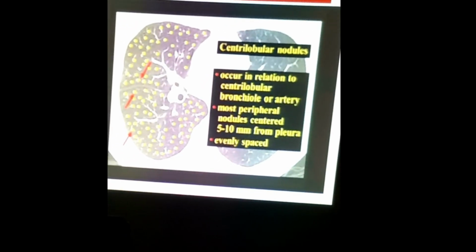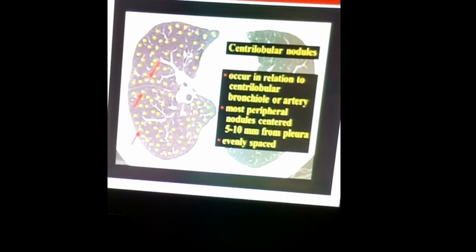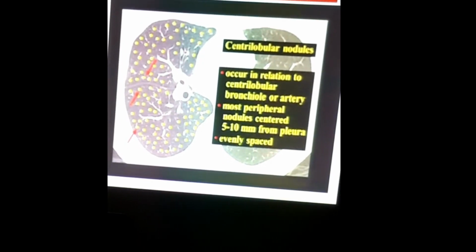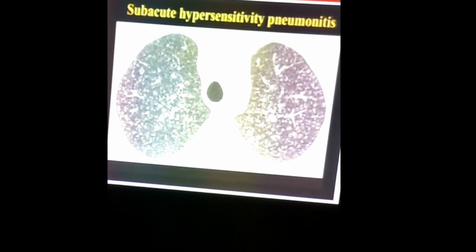Now come to the centrilobular nodules. These nodules, they are present all over the slide and they are equidistant from each other. They are not distributed along the lymphatics, and they are not random. They are equidistant from each other. So all these nodules are centrilobular nodules. This is subacute hypersensitivity pneumonitis.